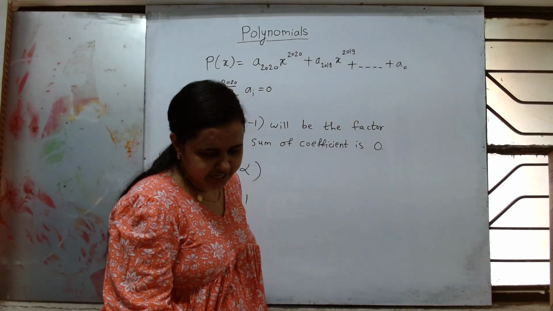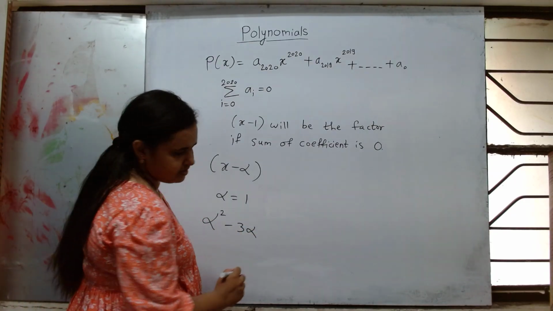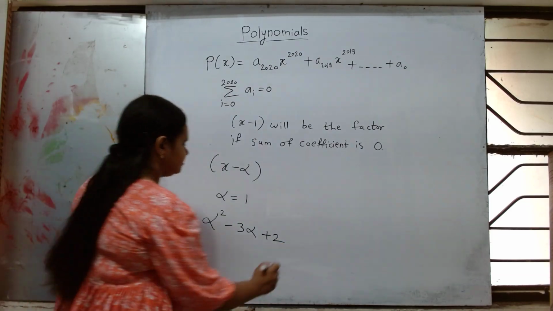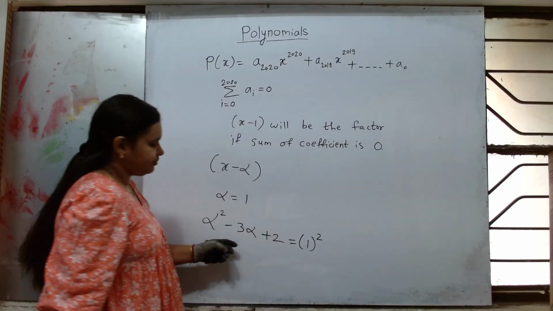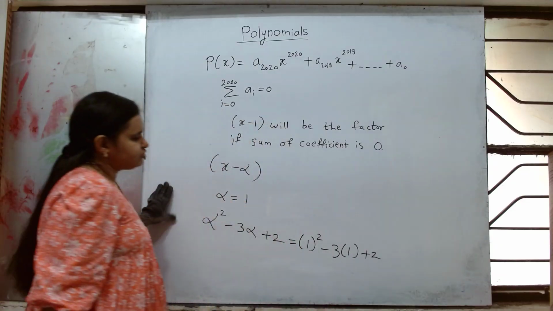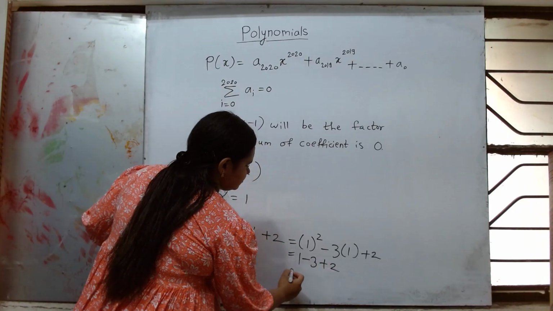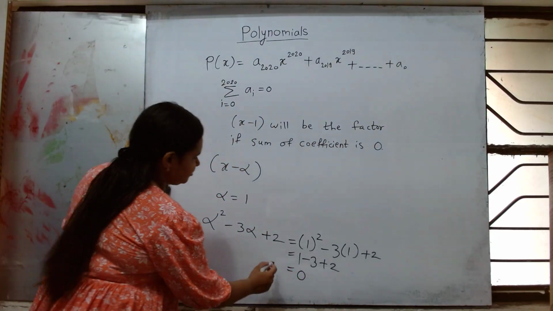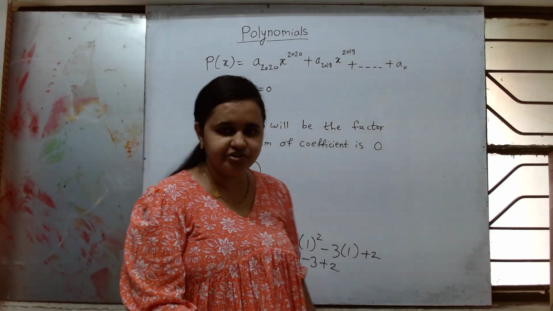So they have said that calculate the value of alpha square minus 3 alpha plus 2. So put the value of alpha as 1 in this expression. It will be alpha square, that is 1 square, minus 3 alpha, means minus 3 into 1, plus 2. So 1 square is 1, minus 3, plus 2. 1 minus 3 is minus 2, plus 2, it is 0. So we get the value of this expression as 0. So answer is 0. Option 1.